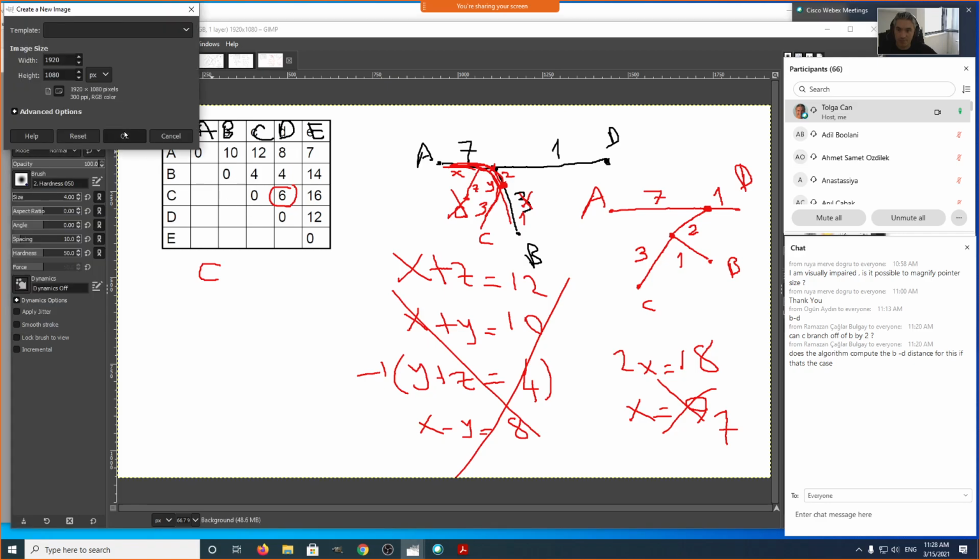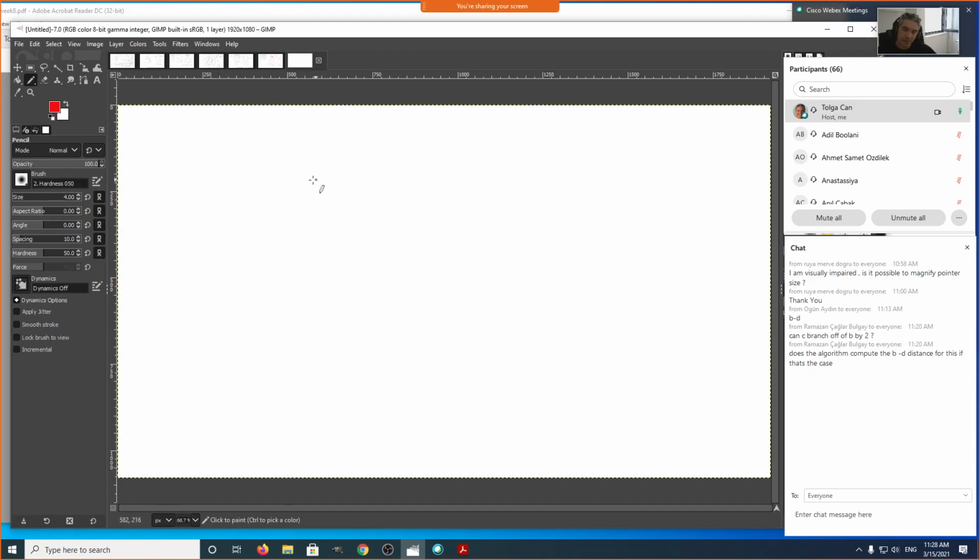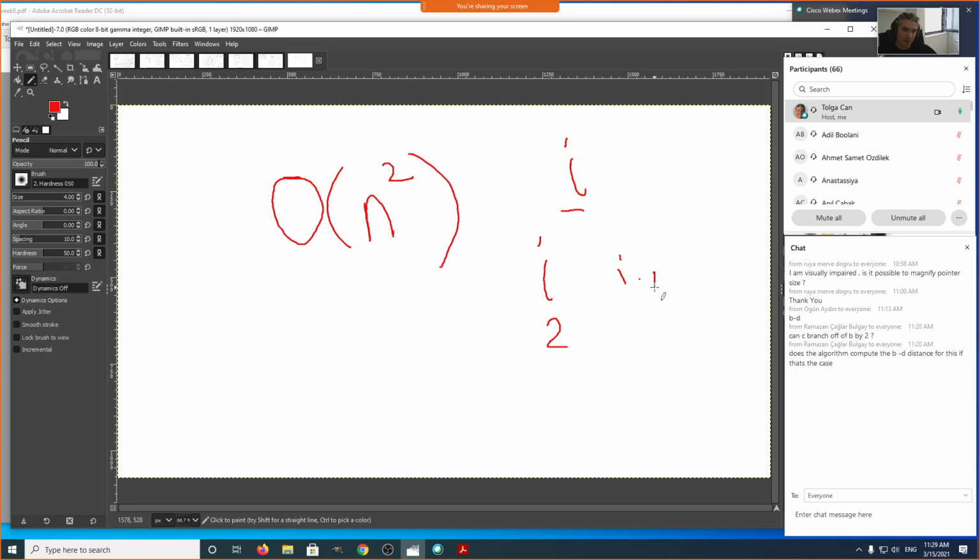If we try to write it here, in the worst case, there are this many pairs of nodes in my tree at an intermediate step. Actually, if it's in the ith step, there are I choose 2 different pairs of nodes in the tree. And I choose 2 is equal to I times I minus 1 divided by 2, which is O(I²).